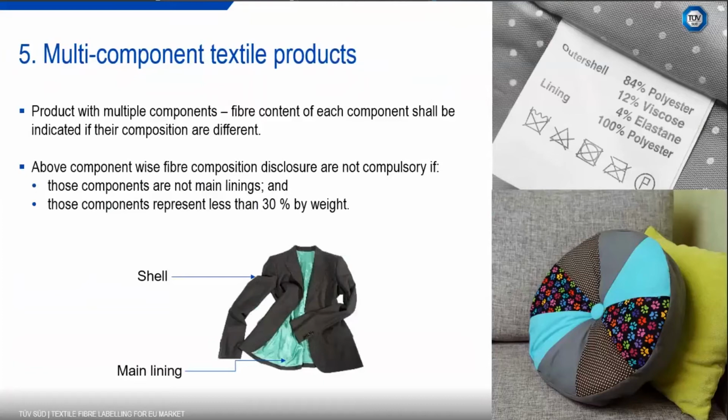In the second picture, if we look at the pillow, it has 4 different fabrics, but not all of these fabrics represent more than 30% by weight. So in such a scenario, it is not compulsory to disclose each fabric, each section, separately. But it cannot be completely excluded: the overall fiber composition needs to be disclosed, even if each fabric has a different fiber composition. So the product as a whole needs to have its fiber composition disclosed.